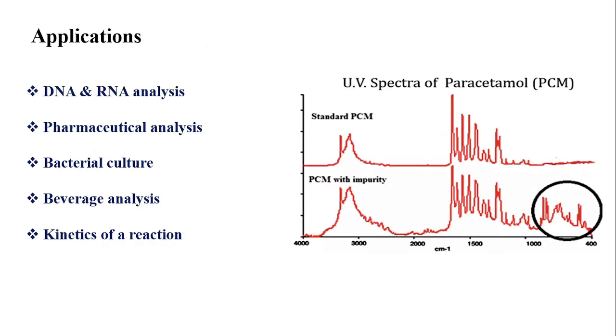These are a few applications of the UV spectrophotometer. There is an example given here of UV spectra of paracetamol tablets. Here we can show that we can clearly differentiate between the standard PCM, that is pure PCM, and the PCM with impurity. If the PCM contains any kind of impurity, then there will be extra small peaks in the curves.